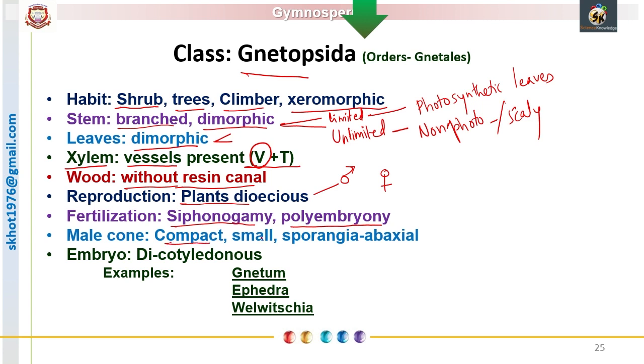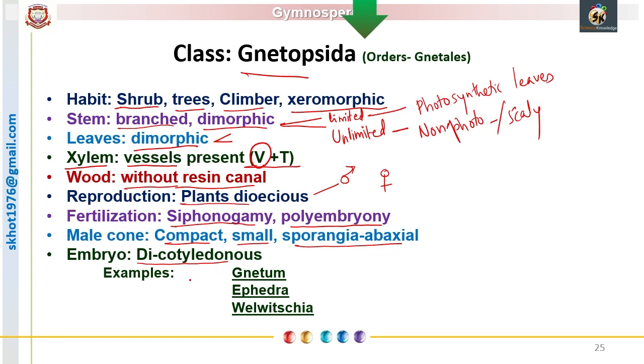The male cones are compact, they are small, and the sporangia are produced on the abaxial surface. Whereas the female cones are also compact, but comparatively they are loosely arranged. The embryo is dicotyledonous. So a number of characteristics resemble the angiosperms, specifically dicots. The leaves are simple leaves in many plants and the embryo is a dicotyledonous embryo.